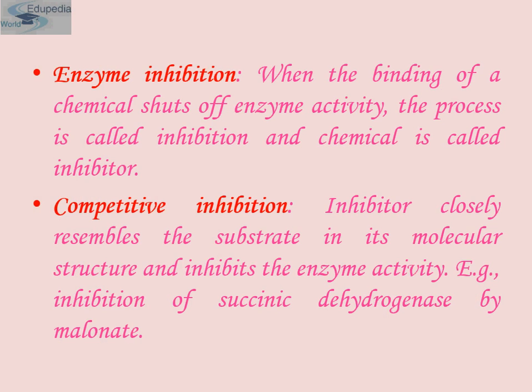Fourth is enzyme inhibition, in which the binding of a chemical shuts off enzyme activity. The process is called inhibition, and the chemical is called an inhibitor. A competitive inhibitor closely resembles the substrate in its molecular structure and inhibits the enzyme activity. For example, inhibition of succinate dehydrogenase by malonate.